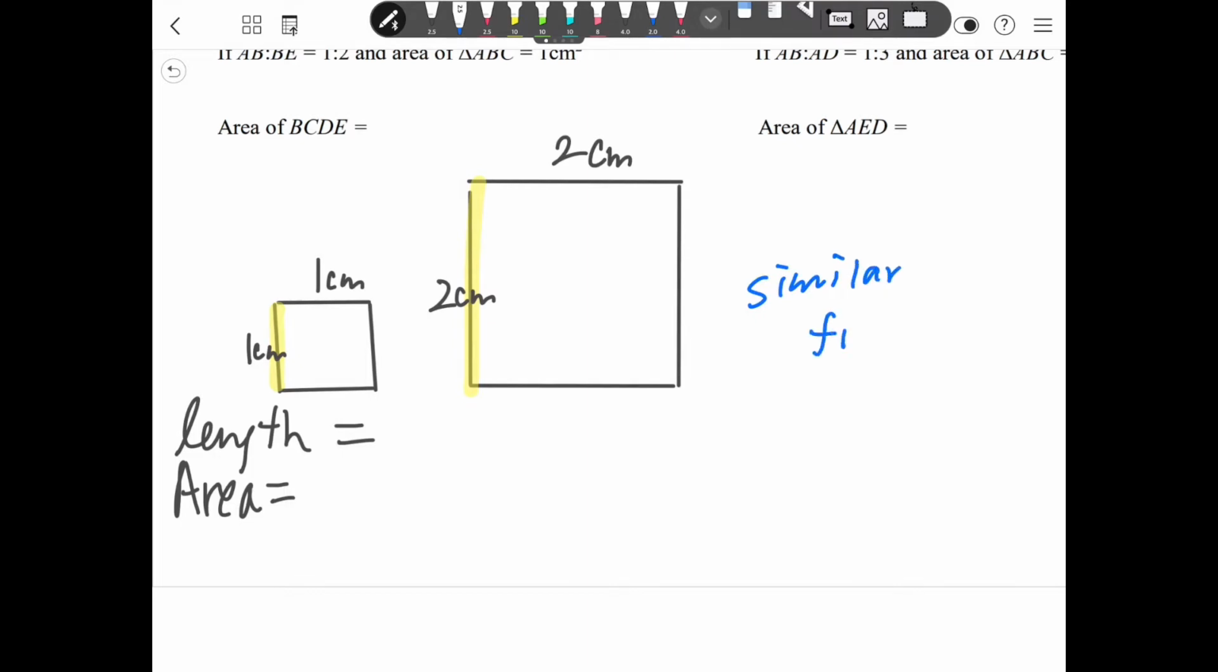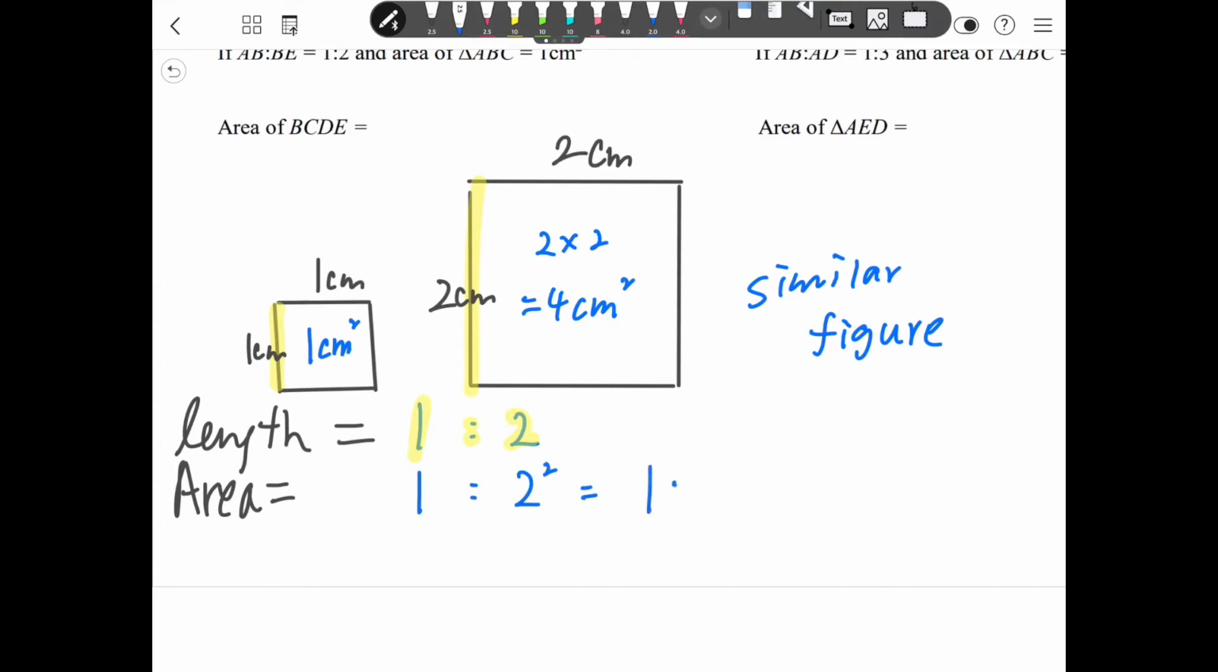So here is a square, and it will be a similar figure because the figures are all squares and I am making them enlarge or reduce in size only. So the length ratio would be 1 to 2 for each length. Okay, 1 to 2. For the area, 1 times 1 will be 1 cm square, and this one will be 2 times 2, which is 4 cm square. Then the area ratio would be 1 to 2 square, which means 1 to 4.